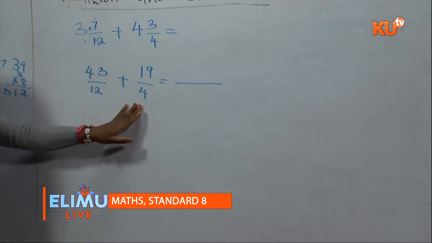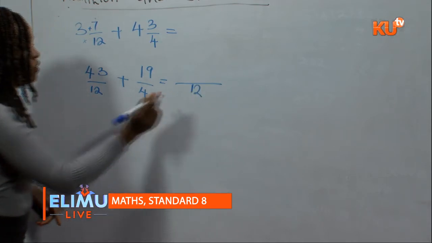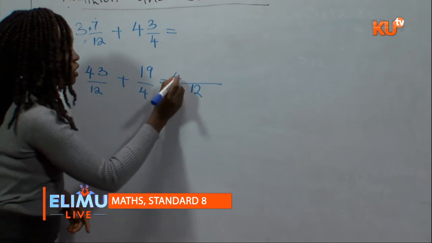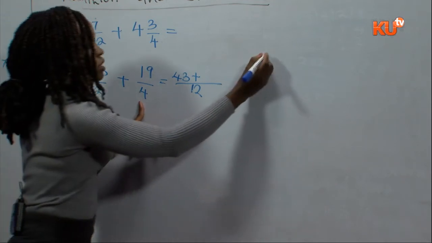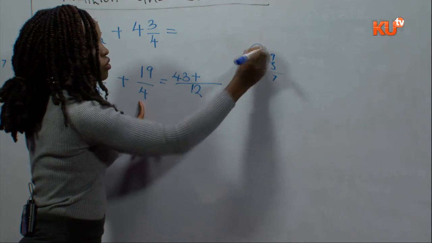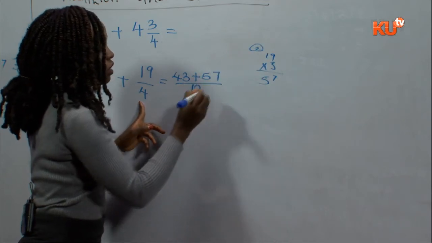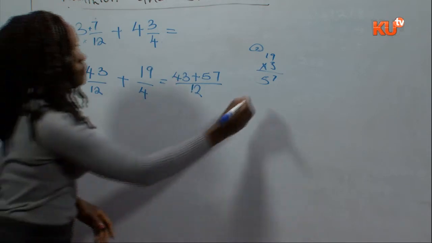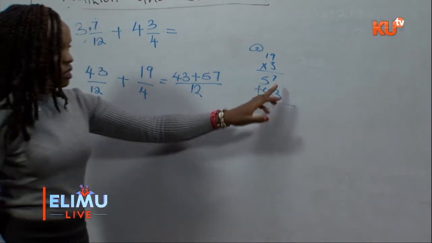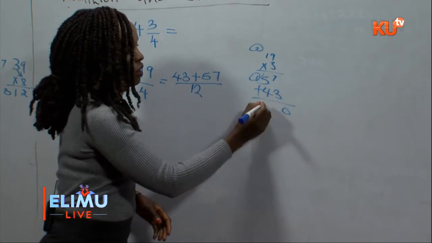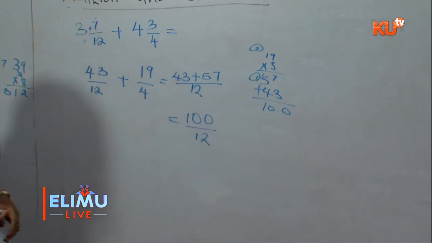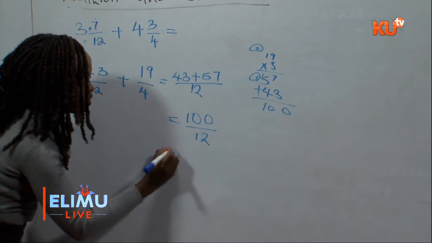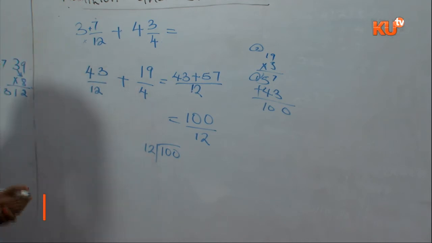So the LCM of 12 and 4 is 12. 12 divided by 12 is 1 times 43. We get 43, plus 12 divided by 4 is 3, 19 times 3, we get 57. Then 57 plus 43 is 100. That is 100/12. And then we change to a mixed fraction.